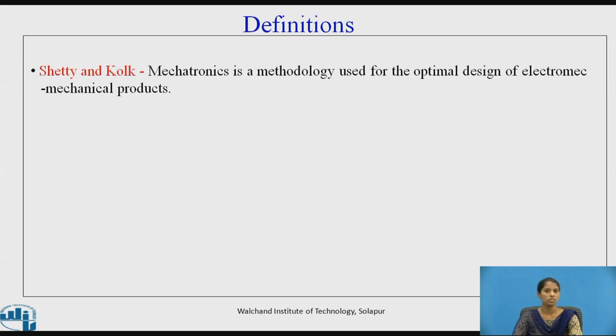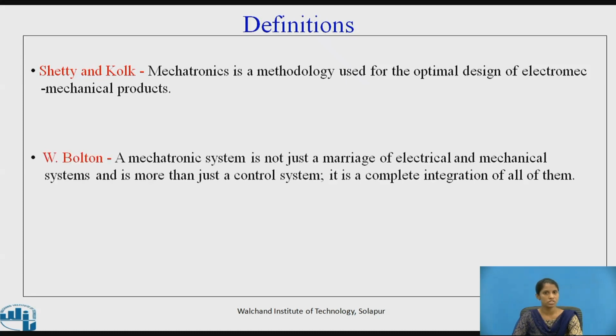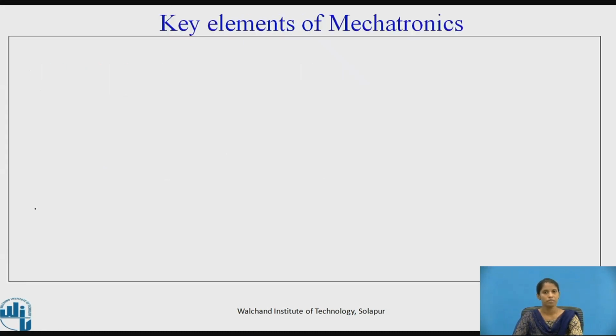Mr. Shetty and Koch say mechatronics is a methodology used for optimal design of electromechanical products. Mr. W. Bolton gives the definition. He says mechatronic system is not just a marriage of electrical and mechanical systems and is more than just the control system. It is a complete integration of all of them. So these were the few definitions quoted by few researchers. Now let's see the key elements of mechatronic system.